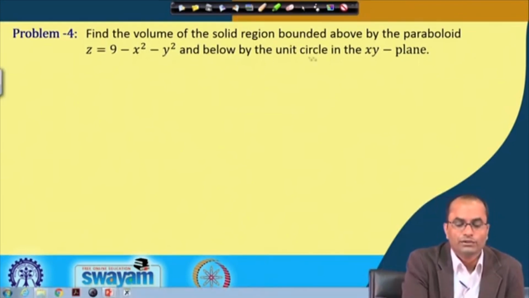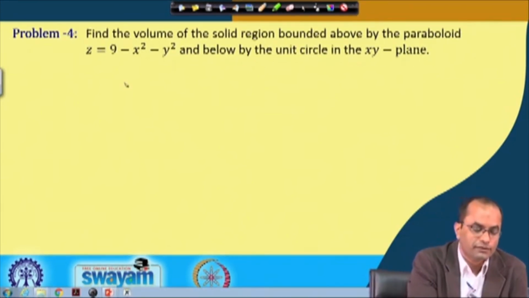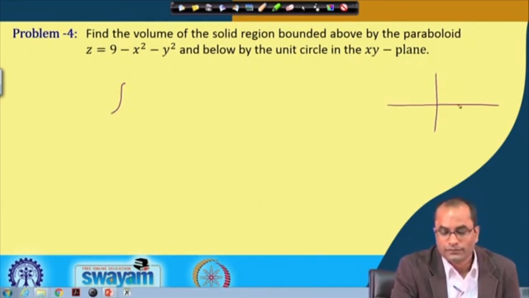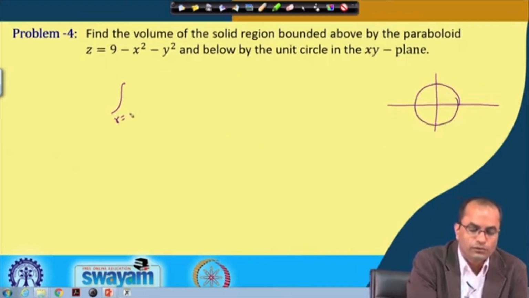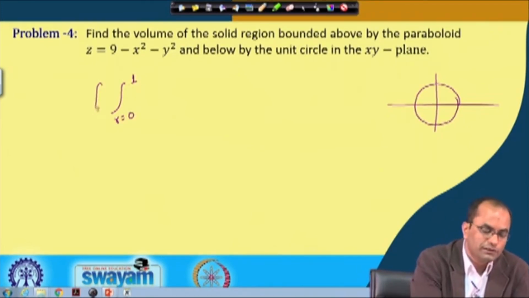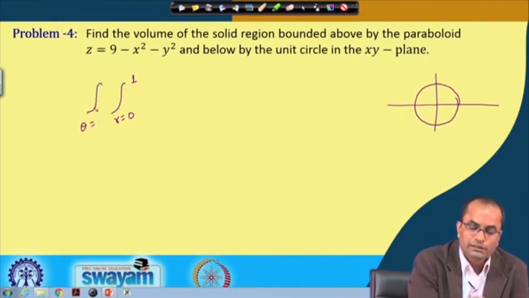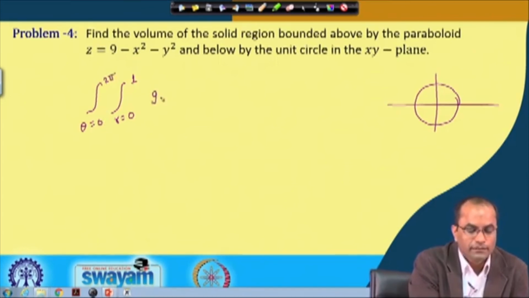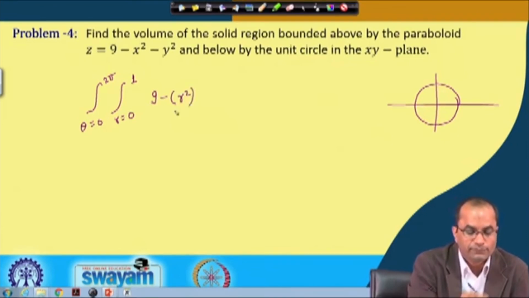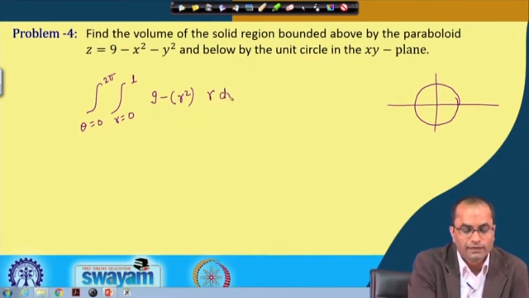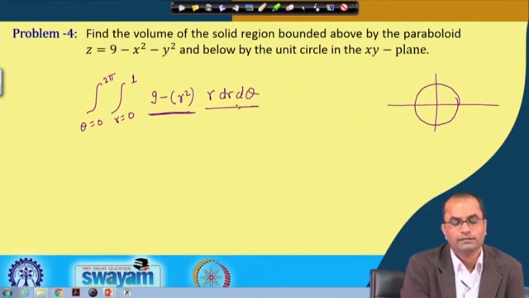So, here again we have the unit circle. So, we know the region now, and we can easily draw the limits. So, r will go from 0 to 1, since we have the unit circle. For the limits of theta, it will be from 0 to 2 pi, and we have the integrand 9 minus x square plus y square, which will become r square in polar coordinates, and then we have r dr d theta. So, that is the integrand here, and then this r dr d theta.